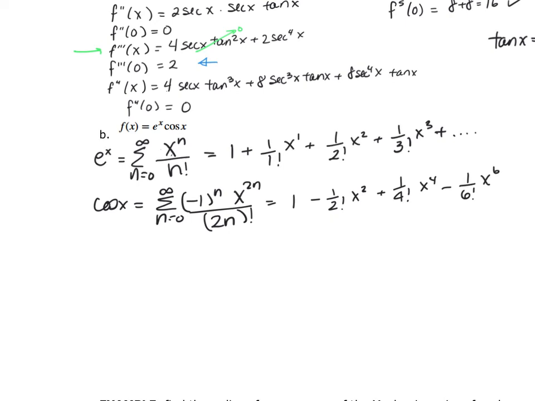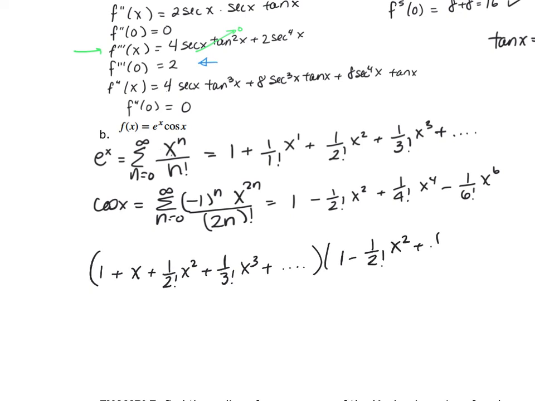Now, let me make sure that's right. So I have 2, 4, and then on my third, 2, 6, okay. Now, what I basically have is 1 plus x plus 1 over 2 factorial x squared plus 1 over 3 factorial x to the third plus dot, dot, dot, multiplied by 1 minus 1 over 2 factorial x squared plus 1 over 4 factorial x to the fourth minus 1 over 6 factorial x to the sixth.